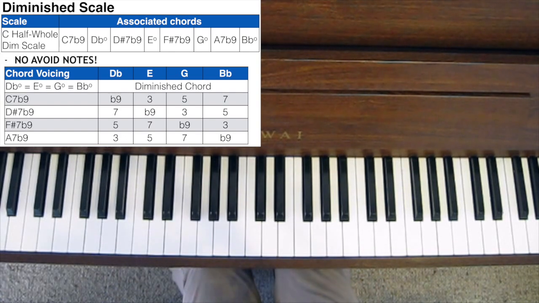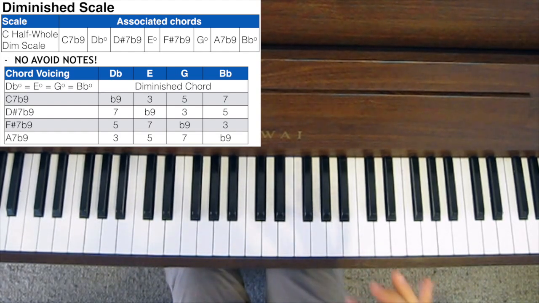Now, an interesting and incredibly useful fact about the diminished scale is that there are no avoid notes. And what that means is that all the chords are completely interchangeable.